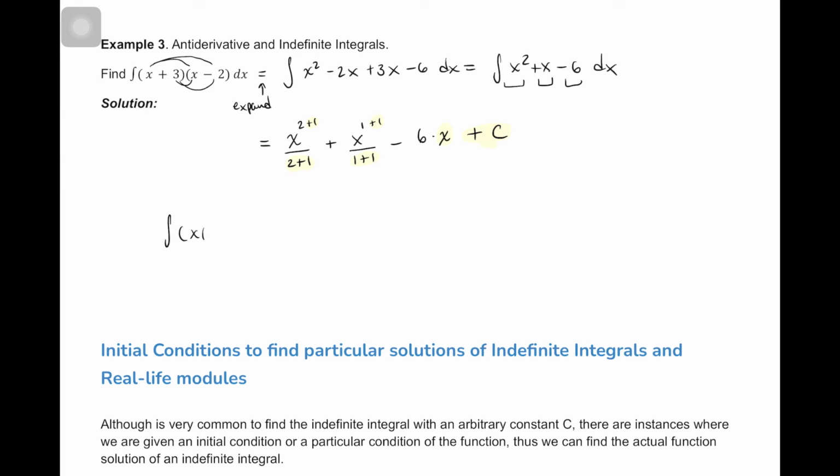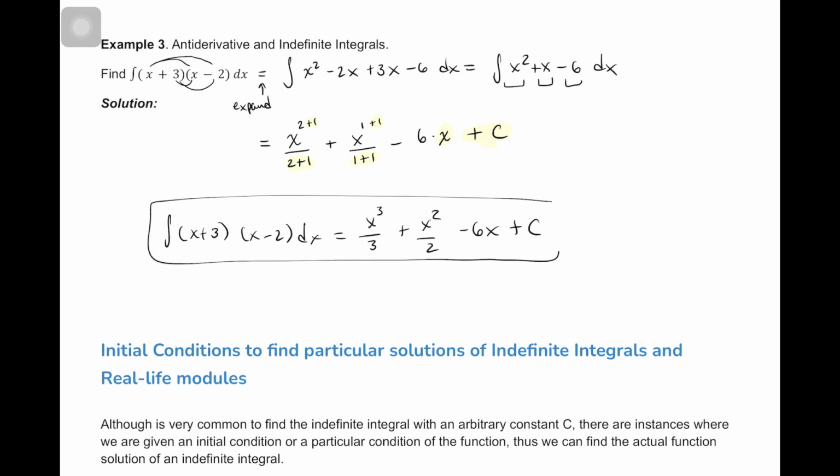So let's go ahead and make the final conclusion here. This is x to the third over 3 plus x to the second over 2 minus 6x plus c. All right, so this is it.